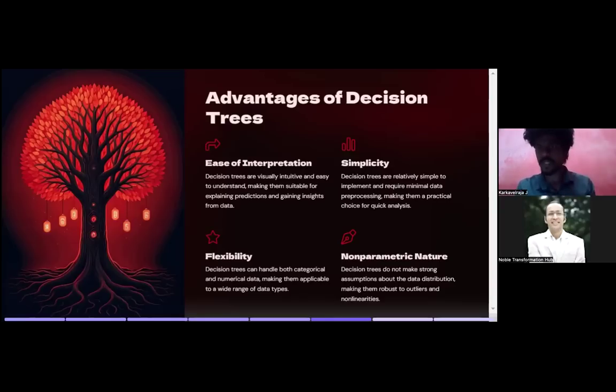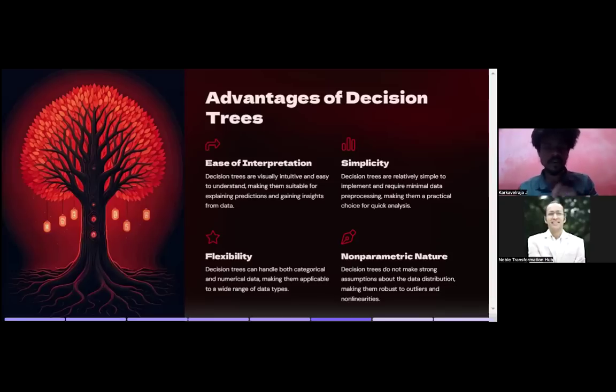So, ease of interpretation. Simplicity. Decision trees are relatively simple to implement and require minimal data pre-processing, making them a practical choice for quick analysis. Yeah, that's true. The reason is we can use this for both classification and regression, and it requires very little pre-processing. Each step applies decision rules, so it will split the data and handle unnecessary overfitting and underfitting, but only to some extent.